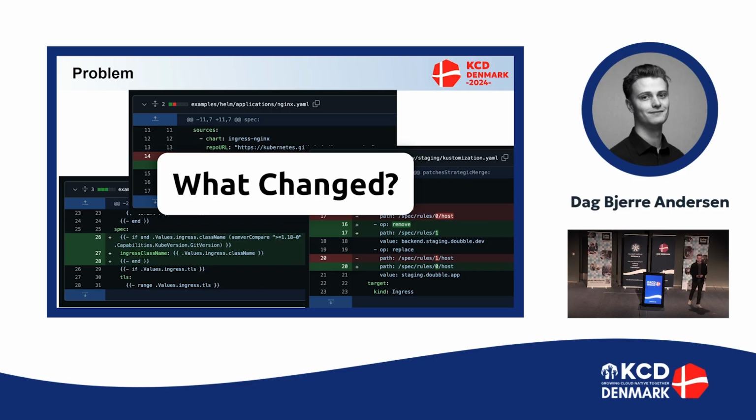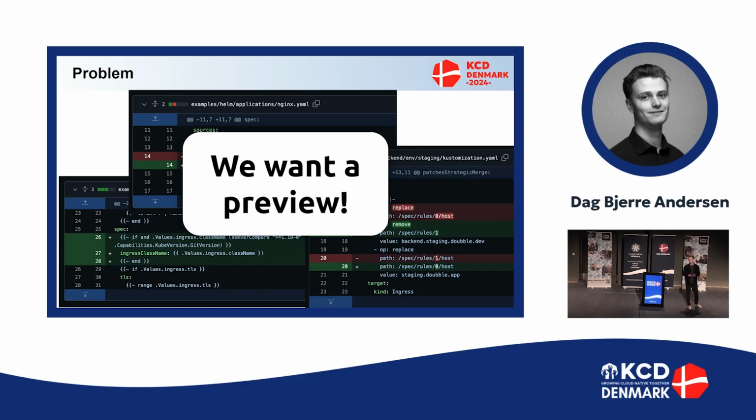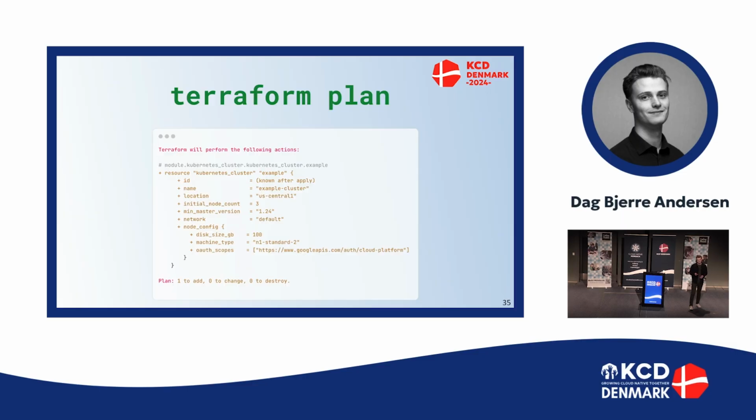So what we want is instead some kind of preview that can show us what will the final result be of these templates and Kustomize builds here before Argo CD or Flux applies them to the cluster. And this concept is something we already know from Terraform, where we can write terraform plan, and then we get an output describing what resources are being modified. And this is something we would like in the GitOps Kubernetes world as well.